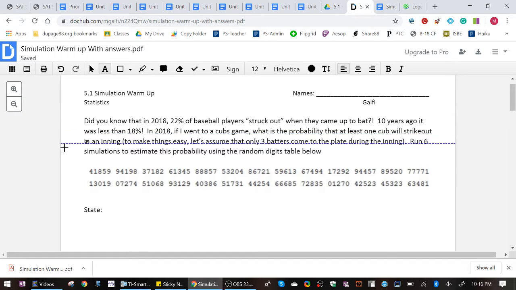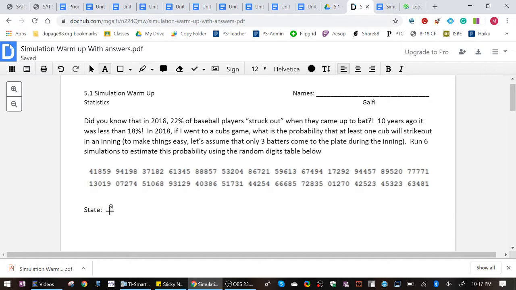So in 2018, if I went to a Cubs game, what is the probability that at least one Cub will strike out in an inning? To make things easy, we're going to assume that only 3 batters come to the plate during the inning. This will just make life a lot easier. It says run 6 simulations to estimate this probability using the random digits table below. Remember, at any point, if you want to slow things down, you can pause this video or start it over.